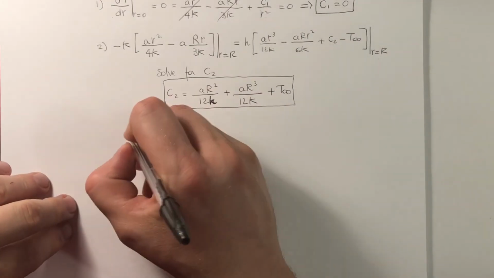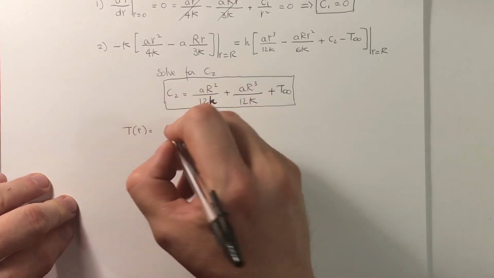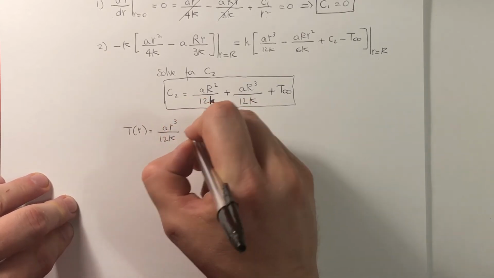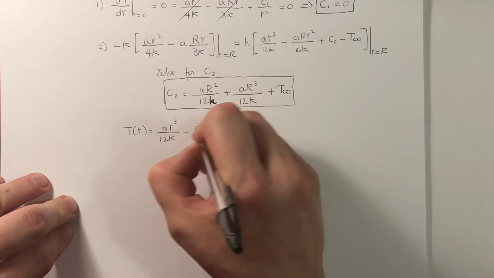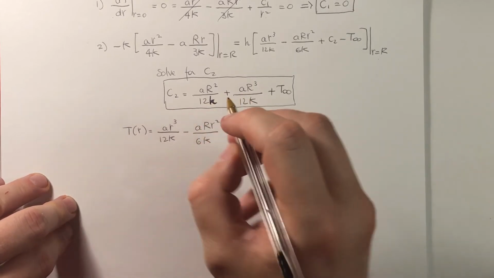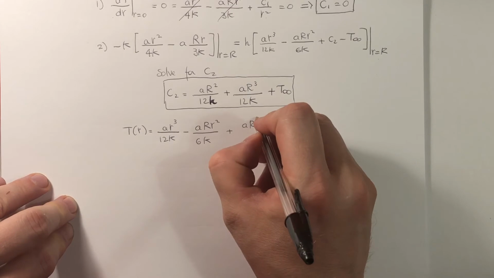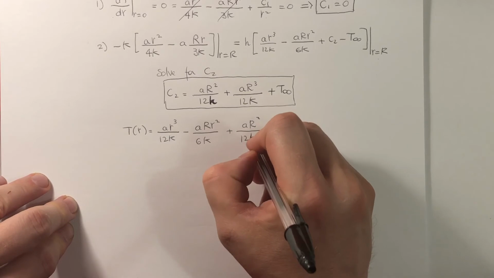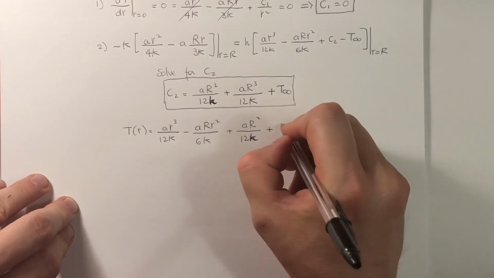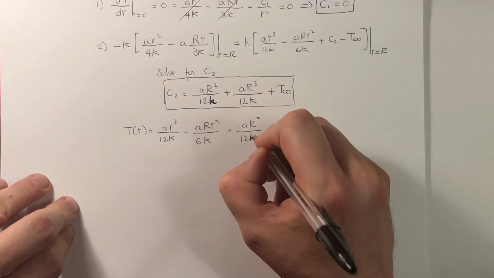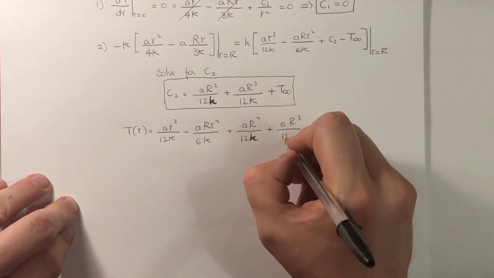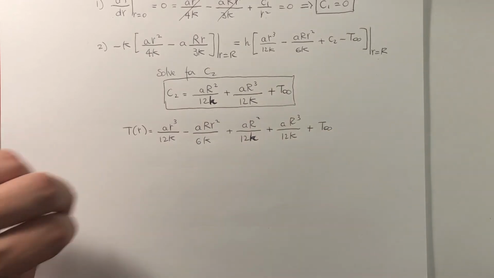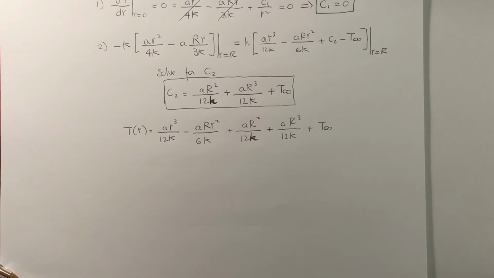So we have the temperature distribution, that's T of r equal AR cubed divided by 12k minus AR r squared divided by 6k plus AR squared over 12h plus AR cubed over 12k plus T infinity. So this is a good result. We found it.